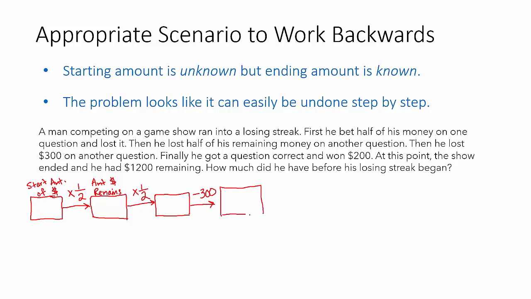right? So notice the big difference here. When you lose a fraction, that really is a multiplication problem. When you lose a specific amount or specific quantity, you know what that quantity is, that's a subtraction step, okay? These are both losing, they're both getting smaller, but it's different types of information. We need to use different operations there. He finally gets a question correct. He won 200, so I'm going to put plus 200. And it says at this point, the show ended and he had $1,200 remaining.